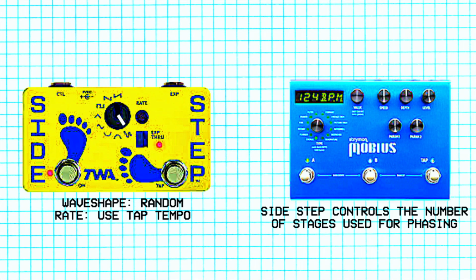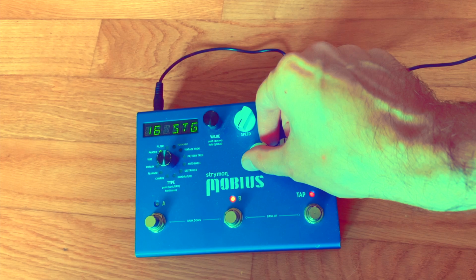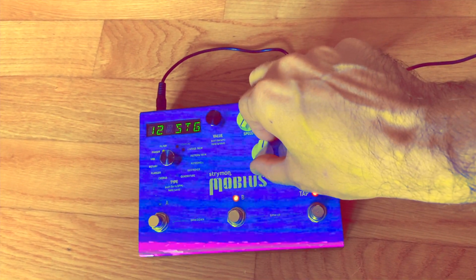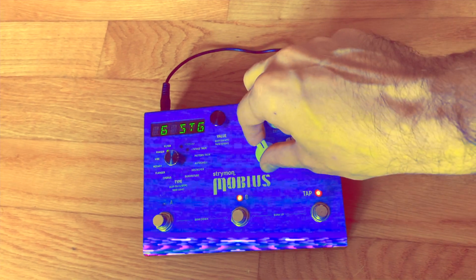For the last pro tip, I'm using the Sidestep with the phaser in the Strymon Mobius, and I'm using it to randomly change how many stages of phasing are being used. Every time that number changes, there's a difference you can hear, but it's a difference that's hard to put your finger on, and so the effect is cool for that reason.